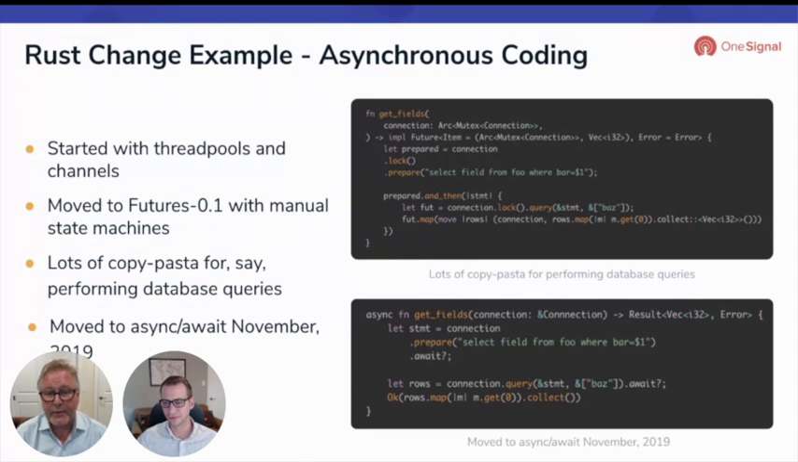Thankfully, in November 2019, the async await feature stabilized in Rust 1.39, which lets asynchronous futures be written in a very similar fashion to synchronous code. As you can see, this allowed us to greatly simplify the code needed for common patterns in our system. However, it did mean some work in going through and cleaning up the older code, so that's a trade-off you have to keep in mind for being on the bleeding edge.